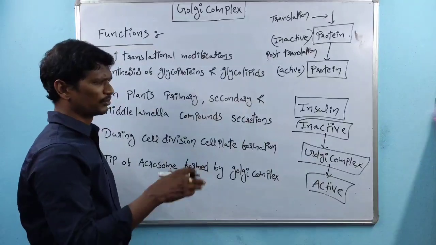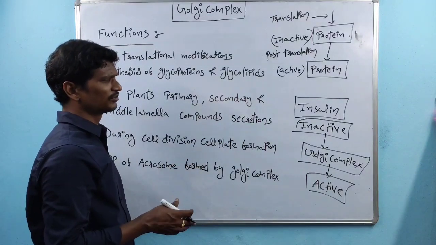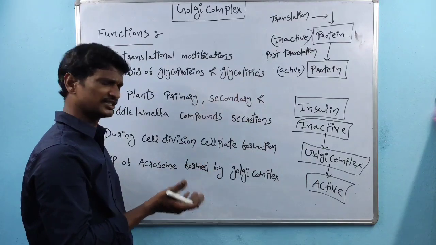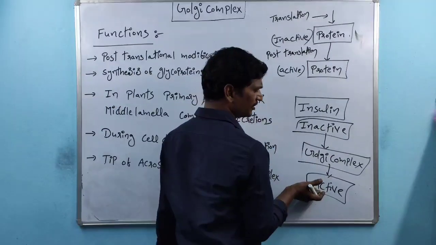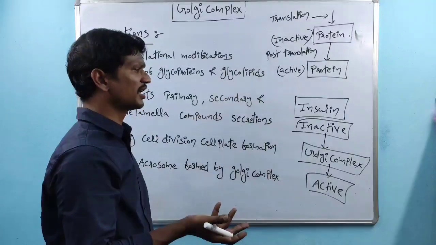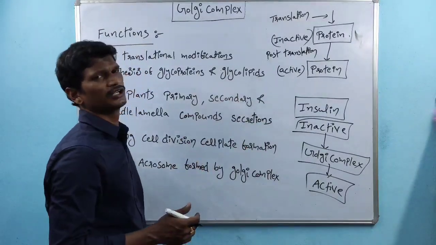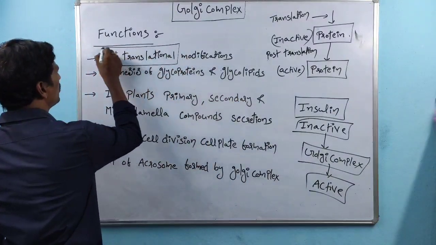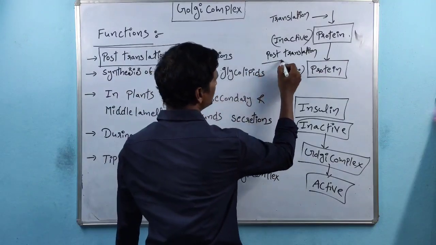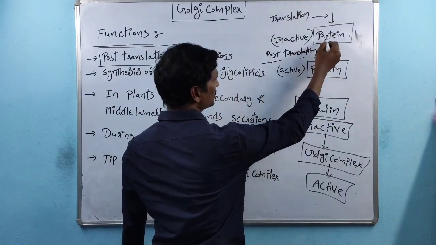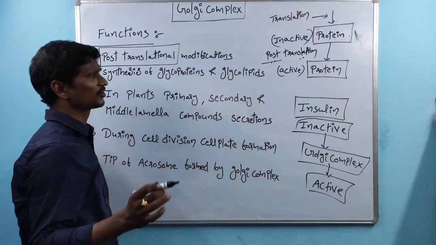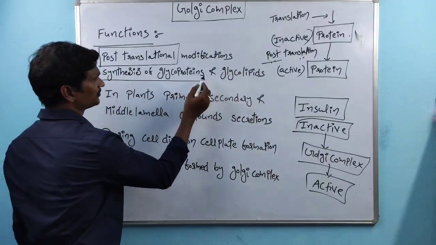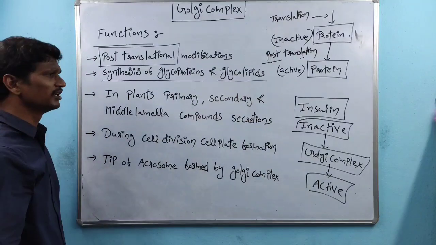Insulin is a protein, a polypeptide chain. So the inactive insulin hormone is converted into the active hormone by the Golgi complex. So especially the Golgi complex is involved in post-translational modifications. We already discussed that post indicates after translation. After translation, whatever modifications take place are called post-translational modifications. Coming to the next one, synthesis of glycoproteins and glycolipids.